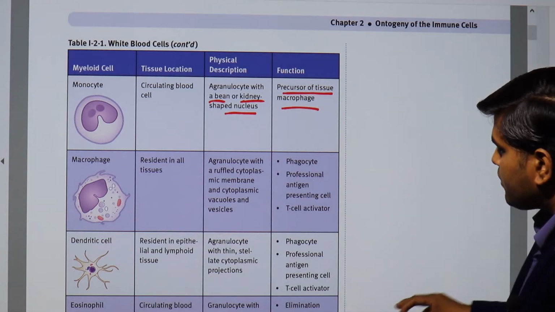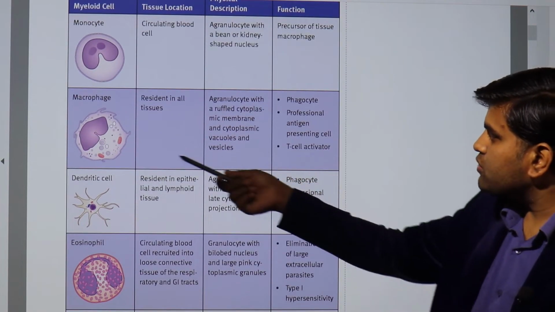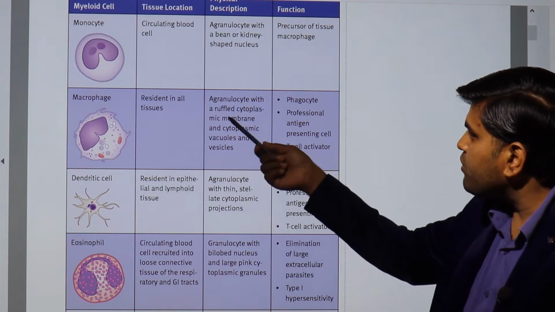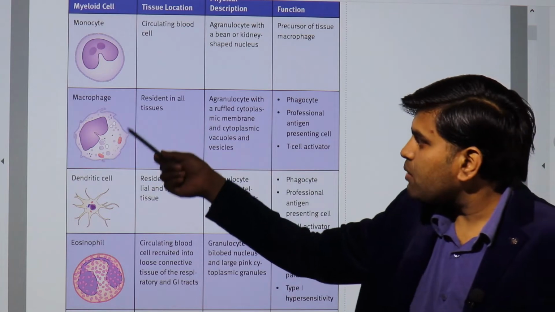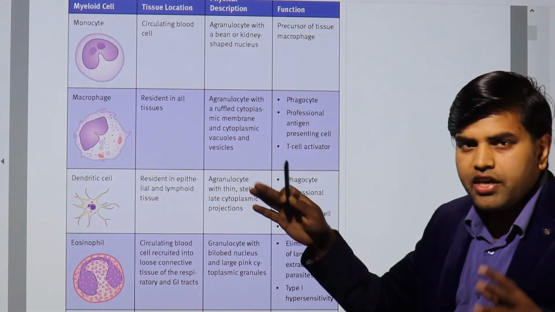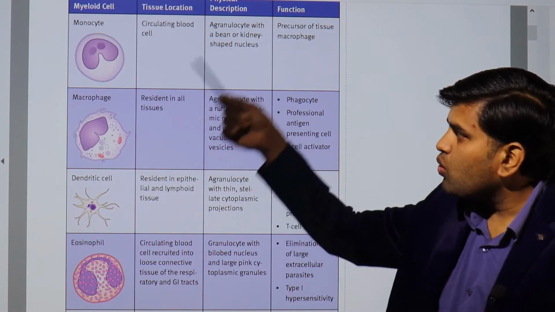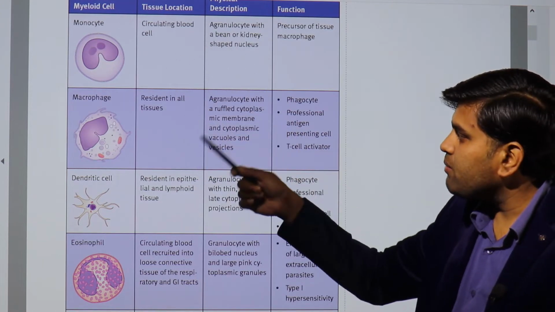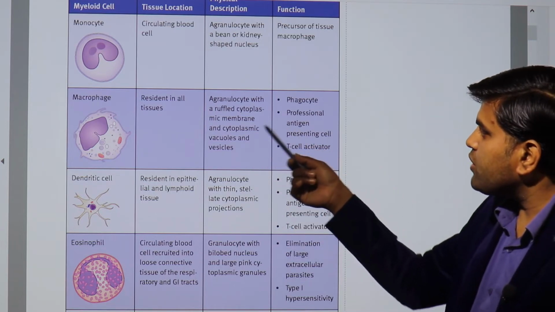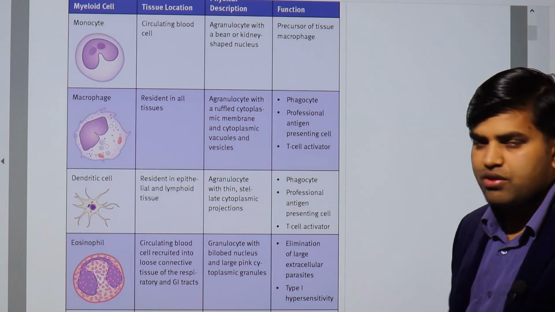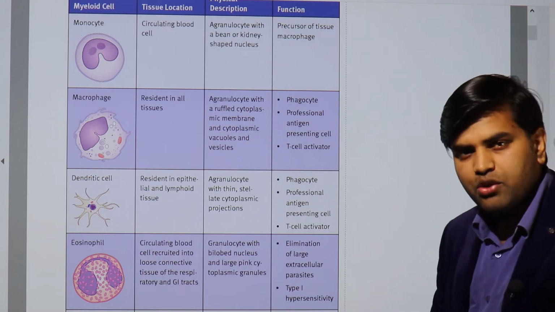Okay. Now talking about the macrophages. Macrophages are resident in all tissue. You can see this is the macrophage, a granulocyte with ruffled cytoplasm, a rough cytoplasmic membrane. You can see this membrane is actually irregular. That is not uniform like the monocyte, which is circular, but here the macrophage is zigzag. That is important. Resident in all tissue, ruffled cytoplasmic membrane, and cytoplasmic vacuoles and vesicles.